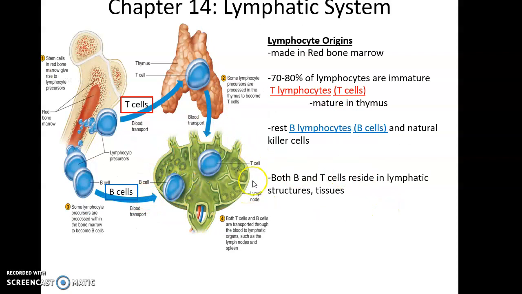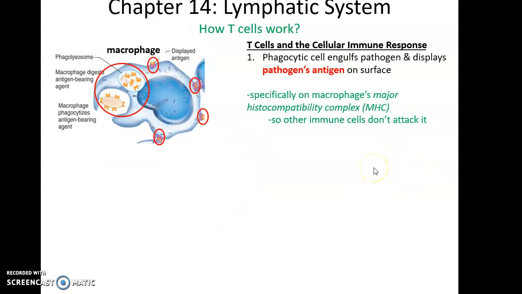So B and T cells will go to their target lymphatic structures. This could be tissues in the walls of an organ. It can be lymph nodes, lymph nodules, tonsils, spleen, etc. And there they will screen for pathogens. So T cells, how do they work? So T cells and the cellular immune response.